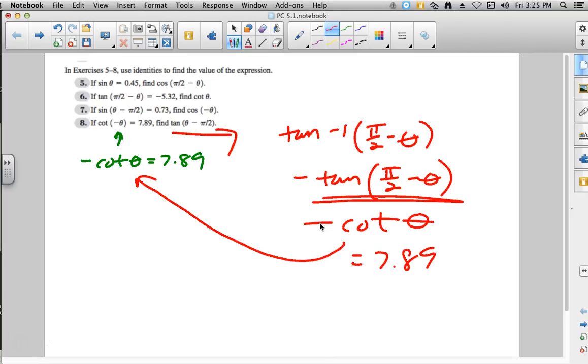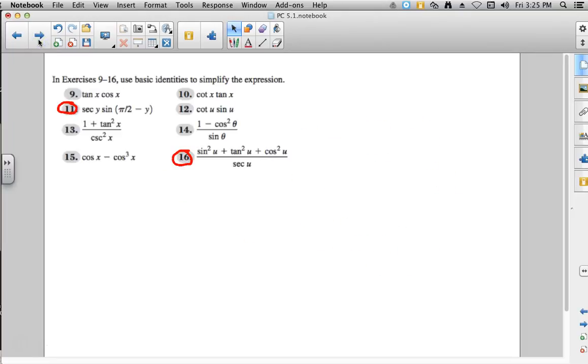So this one was about the manipulation with the negatives, getting everything to turn around where it needed to go. Next one was number 11. Use basic identities to simplify the expression.